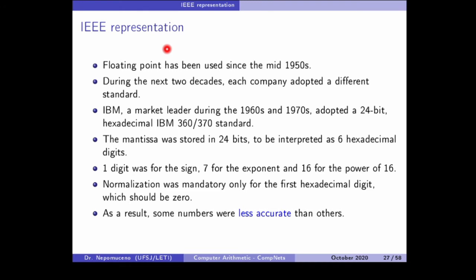The mantissa was stored in 24 bits, to be interpreted as 6 hexadecimal digits. 1 bit was for the sign, 7 for the exponent, and the base was a power of 16. Normalization was mandatory only for the first hexadecimal digit, which should not be 0. As a result, some numbers were less accurate than others, which is really, really odd.